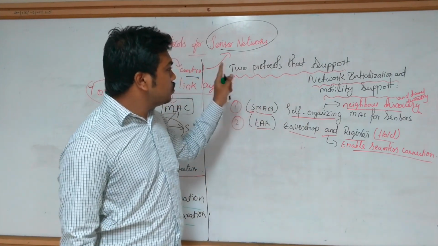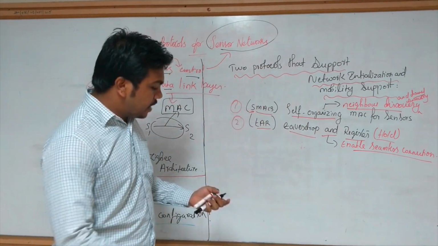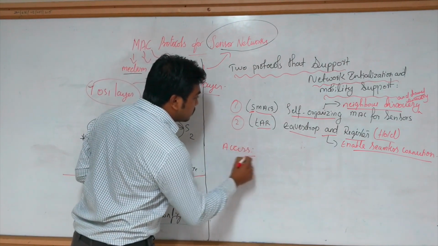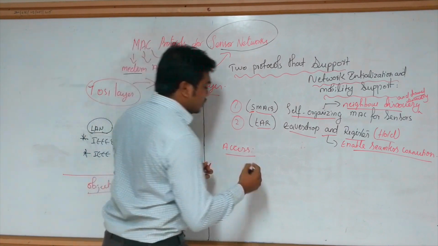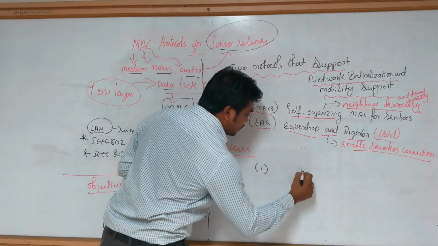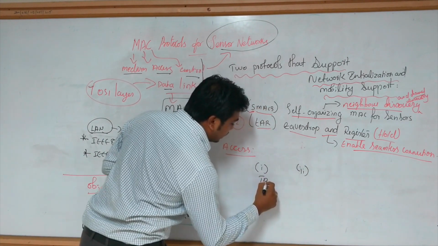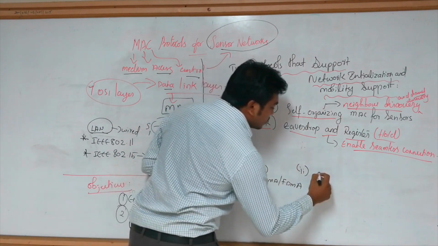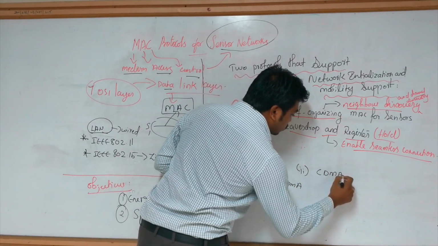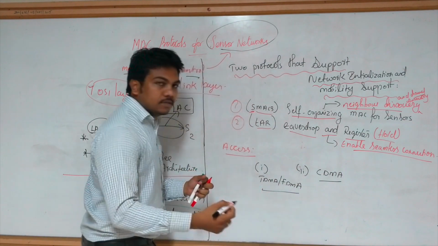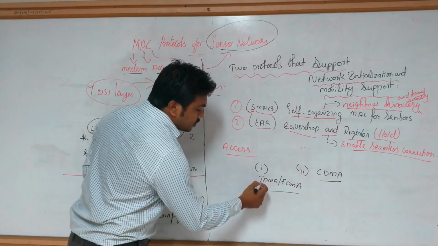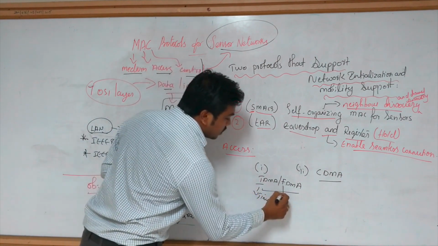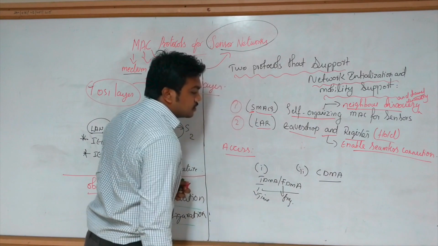So these are the two major protocols which are being used, and the accessing methods which are used with respect to these two protocols are of two types. One is TDMA with FDMA, and another one is CDMA. So you people are mostly familiar with these topics, I hope so. The first one is time division multiple access. The second one is frequency division multiple access.